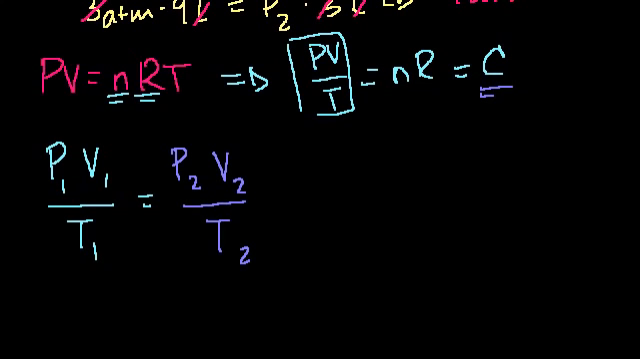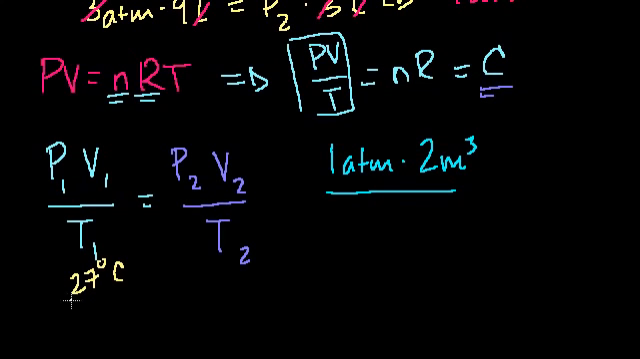So for example, let's say I start off with a pressure of 1 atmosphere, and I have a volume of 2 meters cubed. I'll switch units here just to do things differently. And let's say our temperature is 27 degrees Celsius. I wrote Celsius because I want you to always remember you have to convert to Kelvin. So 27 degrees plus 273 gets us exactly to 300 Kelvin.